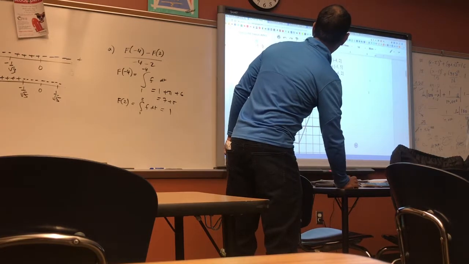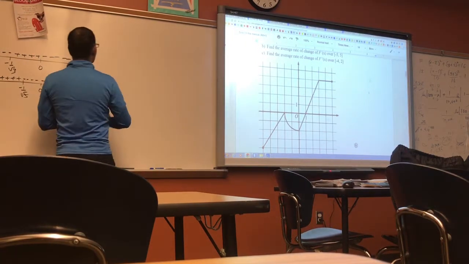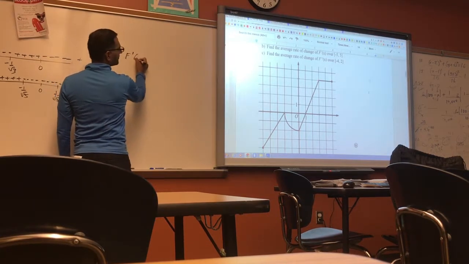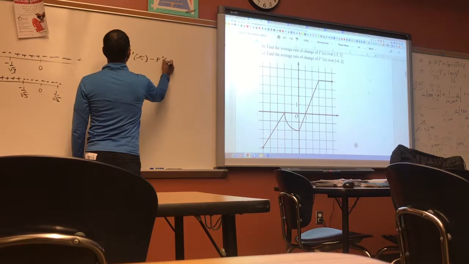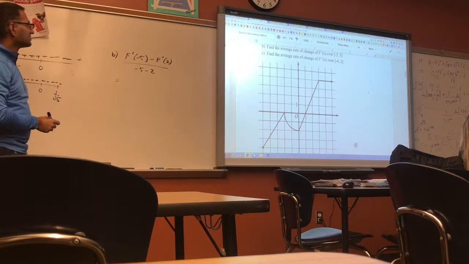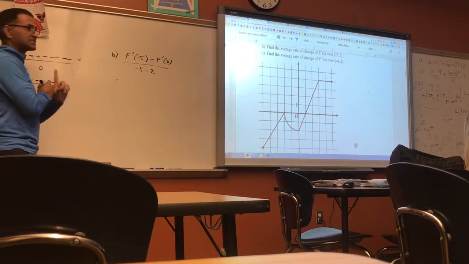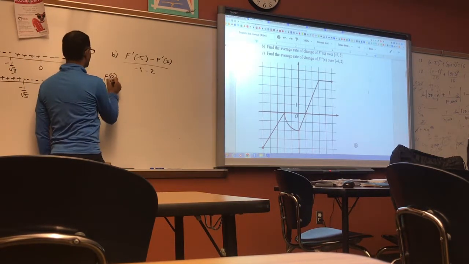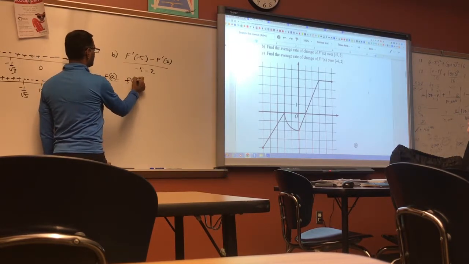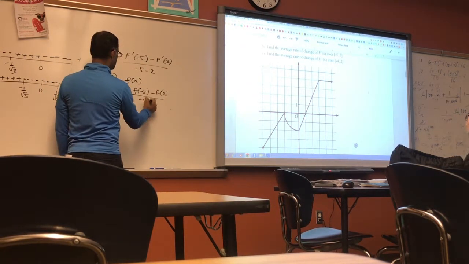The next question says the average rate of change of capital F dash. So what do we write for that? Big F dash of negative 5 minus big F dash of 2 over negative 5 minus 2. So what should we find first? Big F dash of x. Is that clear? So is that FTC2? And that's simply f of x? So the problem becomes f of negative 5 minus f of 2 over negative 5 minus 2.